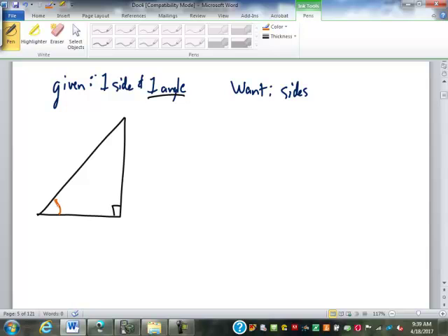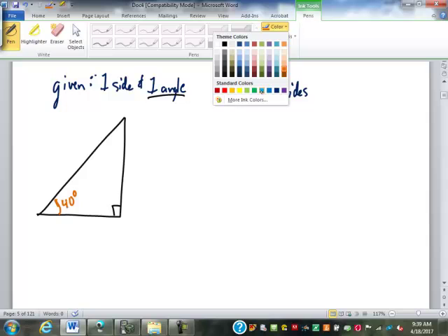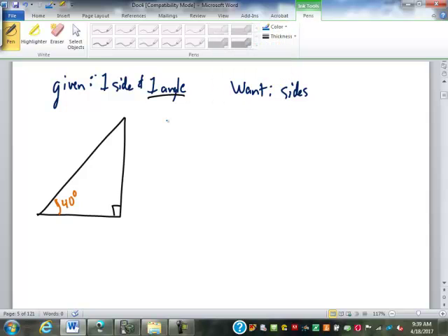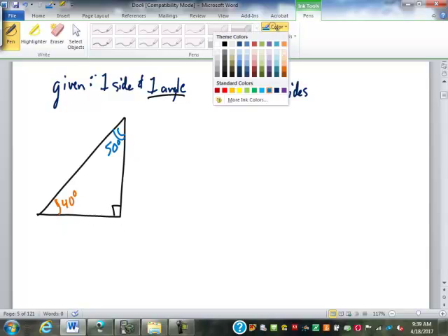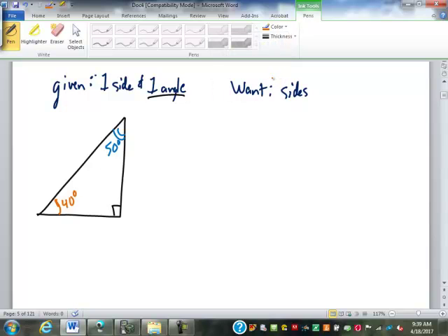if I tell you that this here is 40 degrees, I am in essence giving you all of the angles. Because this one here has to be what? 50, right? 180 minus 90 is 90, minus 40 is 50. You have to add up to 180. So if I give you one angle and I already know the right angle, that's 2 out of the 3 angles. And the 3rd angle can be found really quickly with subtraction.